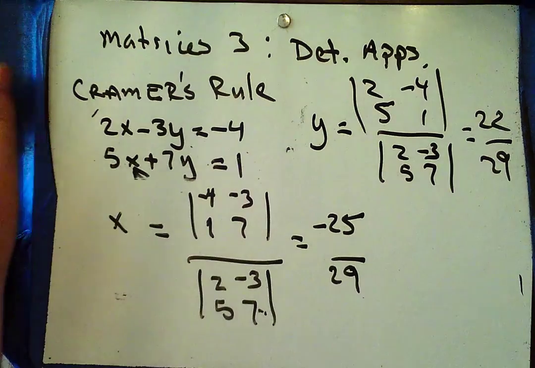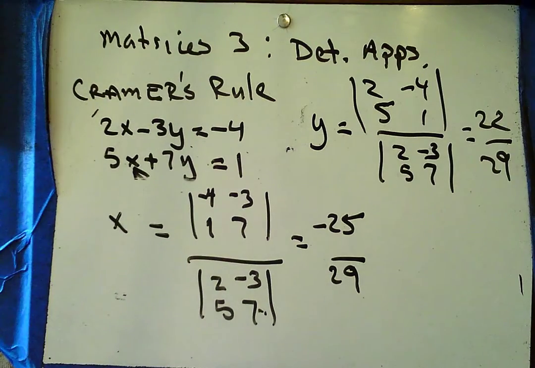So I like Cramer's rule a lot for solving systems of equations. Why don't we show Algebra 1 kids and Algebra 2 kids about using Cramer's rule? Well, so you have to teach them matrices first, and then you have to teach them determinants.